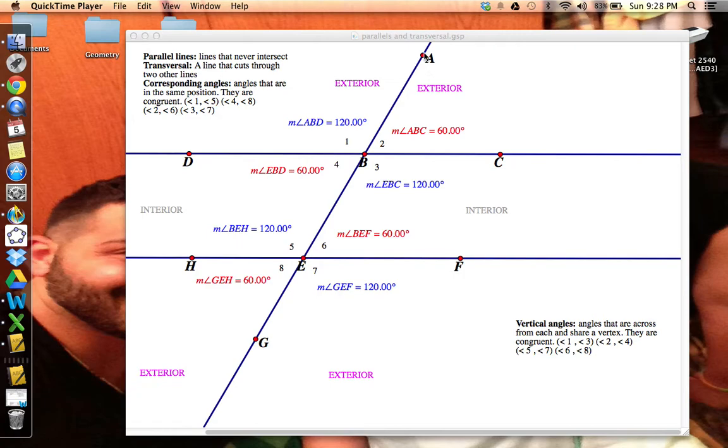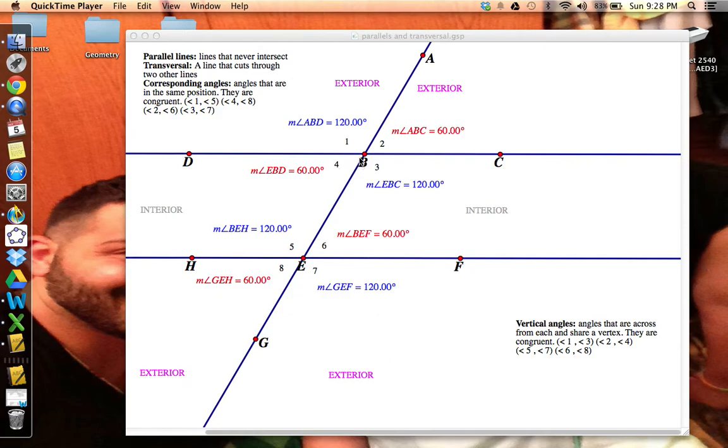Now let's imagine we are at point A and we're driving down. So here I am driving, and I stop at B. Now at B, if you notice, I have four corners. And those four corners are made out of four angles. I've got angle 1, angle 2, angle 3, and angle 4.